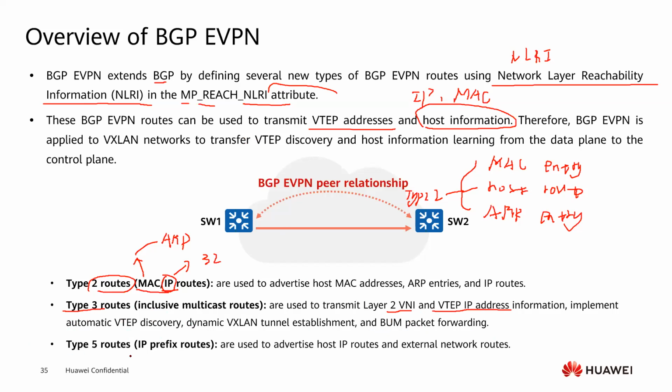And type 5 routes we can also call the IP prefix routes. You can consider type 5 routes just like MPLS routes. They can be used to advertise host IP routes and external network routes, but normally we will not use them to advertise host IP routes. We use them to advertise external network routes, and when carrying external network routes, they are similar to MPLS routes.